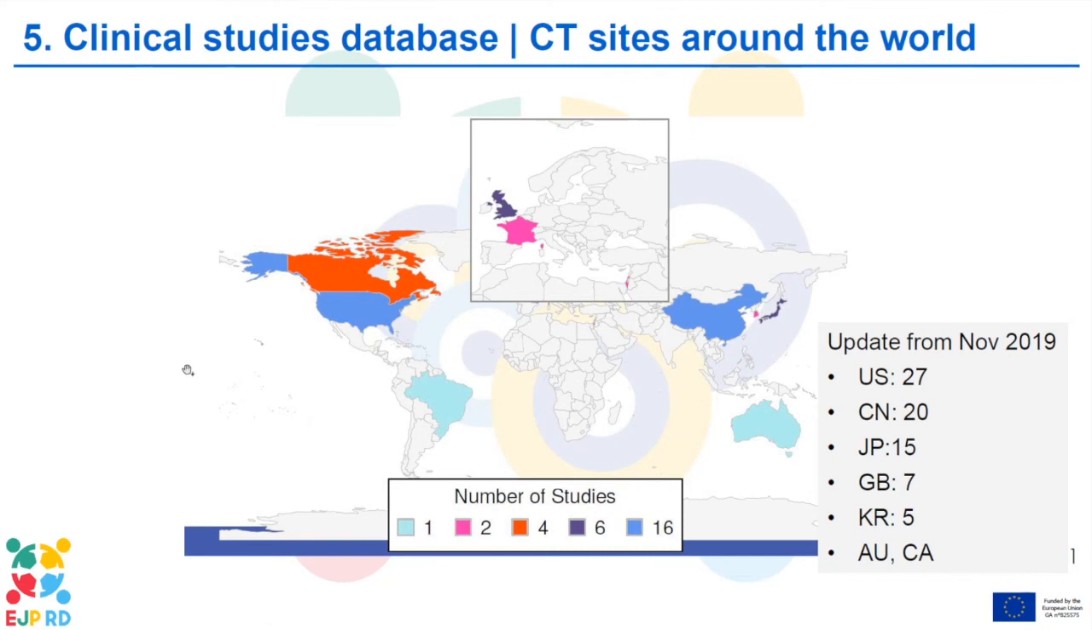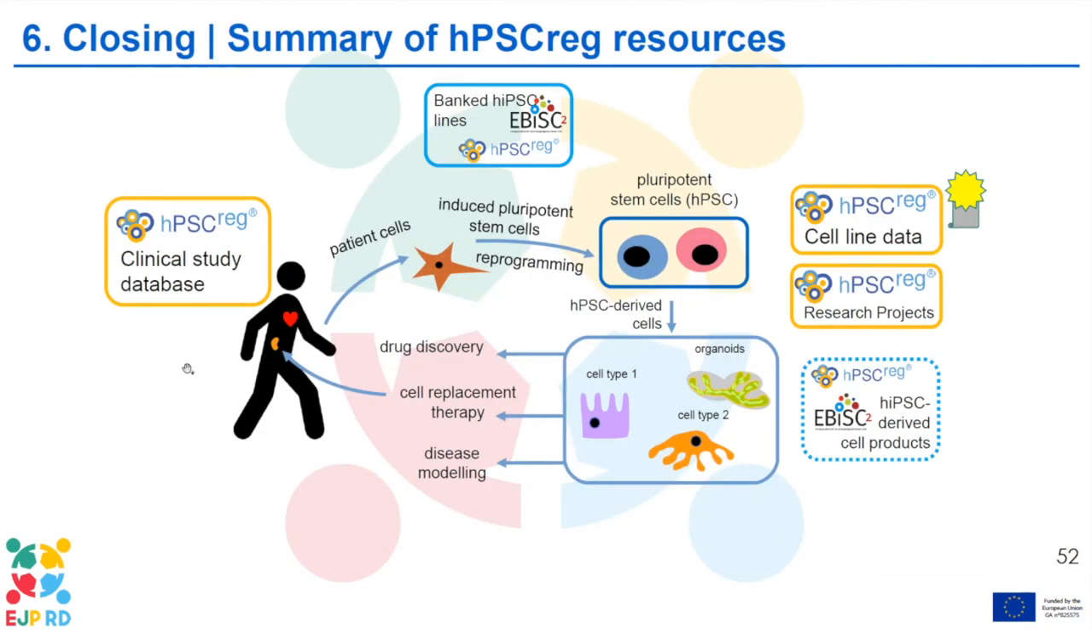So I'm just going to summarize now quickly. I've shown you today all the resources that are in hPSCreg that you can access. These include the cell line data, for which we issue certificates to document the ethical provenance and biological properties of stem cells. We have the research project database, and finally the clinical study database.